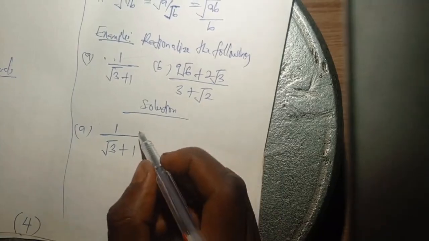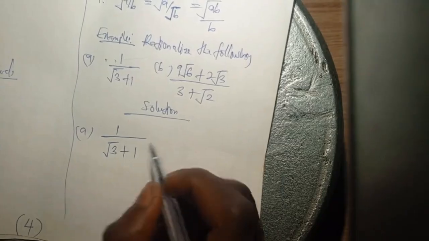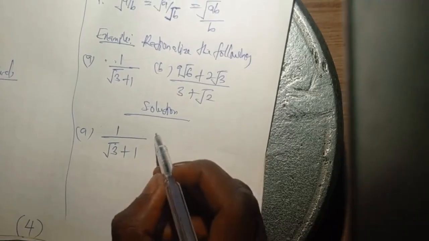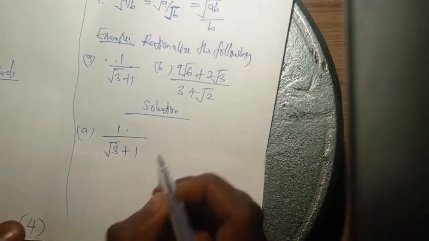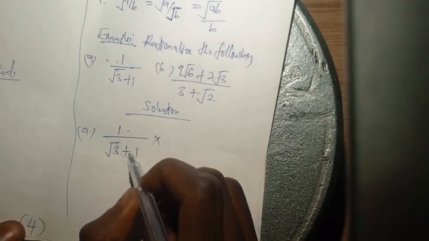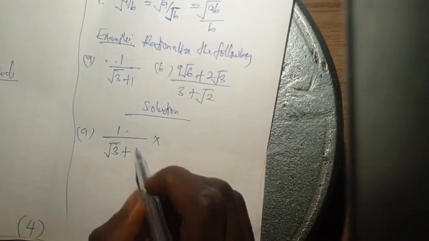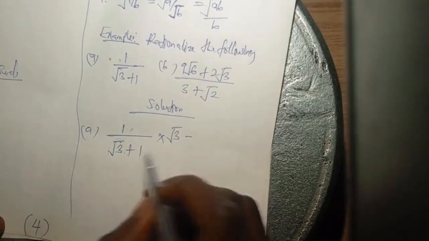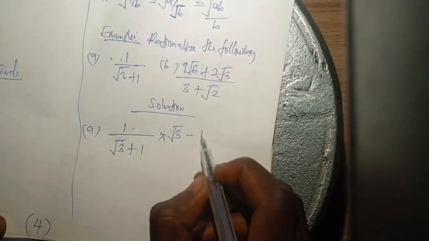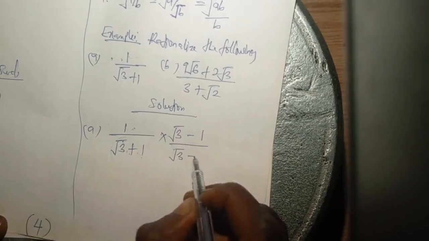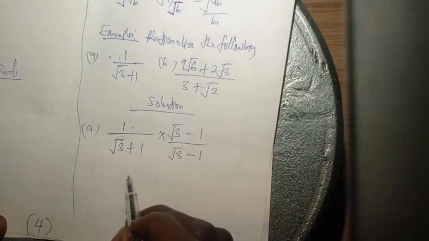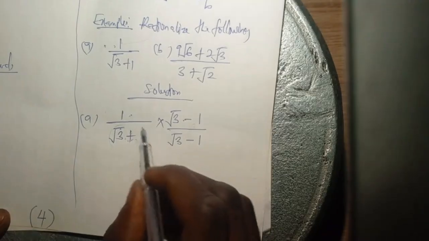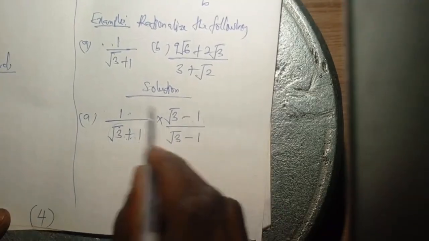If you actually rationalize this question, 1 over root of 3 plus 1, the first thing in rationalization, how do you remove this, is by multiplying the numerator and denominator. This is the numerator while this is the denominator. So we multiply numerator and denominator by the conjugate of this. The conjugate is root of 3, instead of writing plus, you write minus, because you're taking the conjugate. 1 all over root of 3 minus 1. This is the conjugate of this denominator.